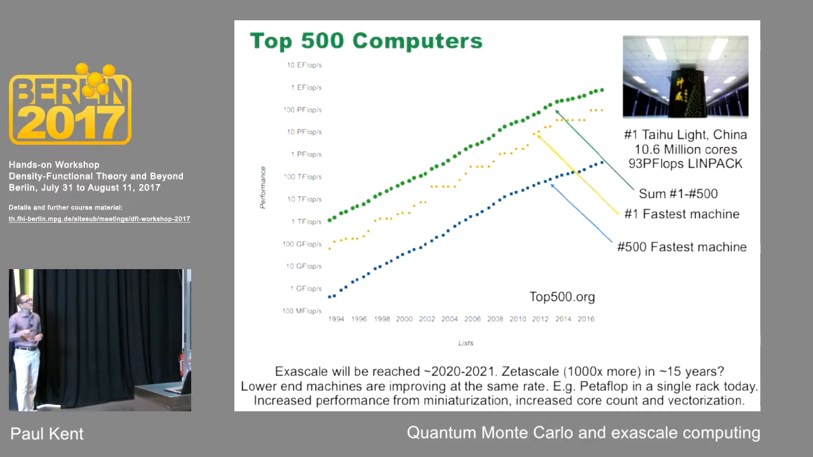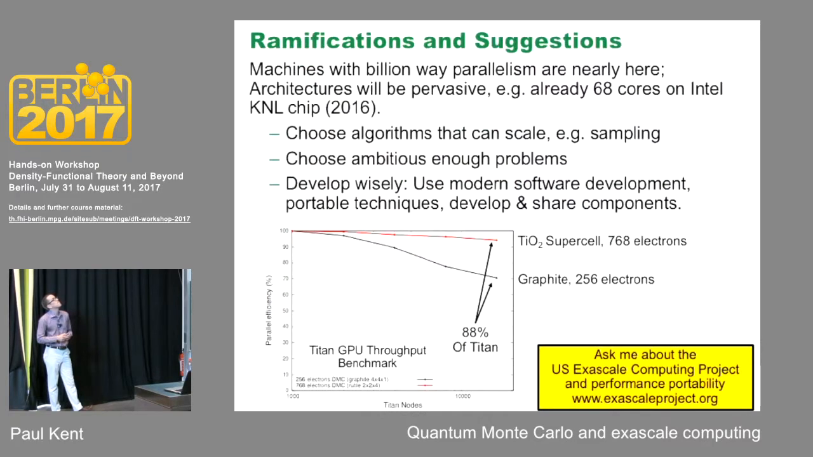Where is the increased performance coming from? This isn't shown on this plot, although it's hinted up here. The clock speed is not increasing. This is for power consumption reasons and energy efficiency. What's happening is that the core count is going up through miniaturization. So the next machine might have 100 million cores. And also vectorization is becoming increasingly important. There's other things I can talk about, but those are the key points I'd like to make here.